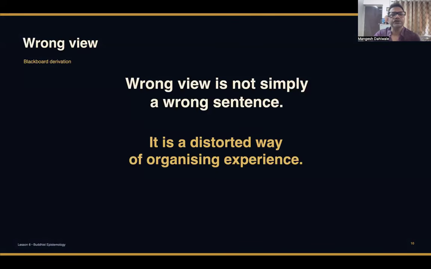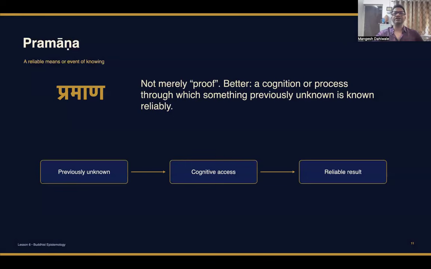So wrong view. Wrong view is not simply a wrong sentence. It is a distorted way of organizing experience. I think this is what we have to bear in mind. This is not about the language. This is not about the wrong sentence, though we know that the language can mislead us many times. It's a distorted way of organizing experience. So this is how we organize the experiences, in a distorted way. That's a wrong view. That's a micchaditthi.